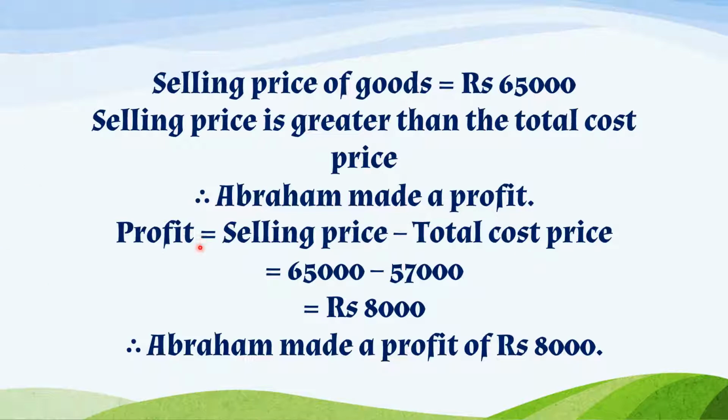So, profit is equal to selling price minus total cost price. Selling price is 65,000 and total cost price is 57,000. So, 65,000 minus 57,000, you will get 8,000. So Abraham made a profit of rupees 8,000.